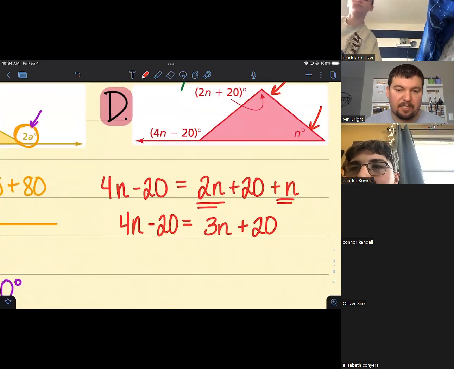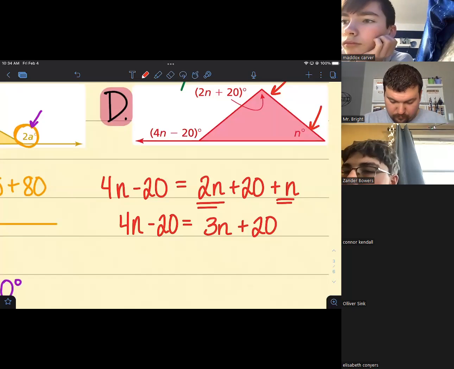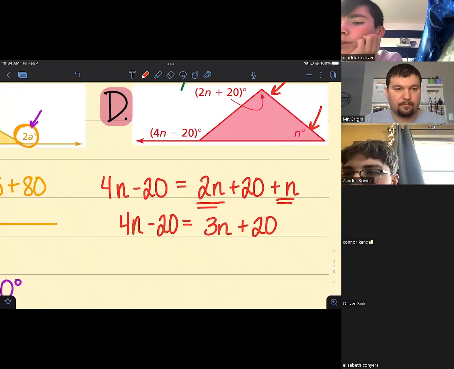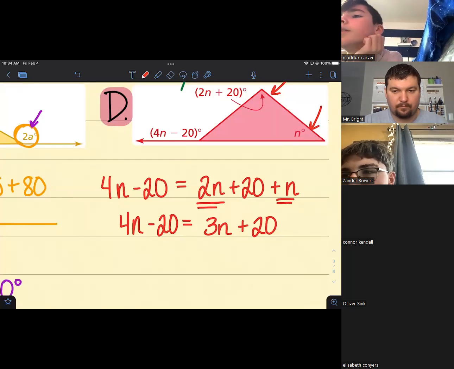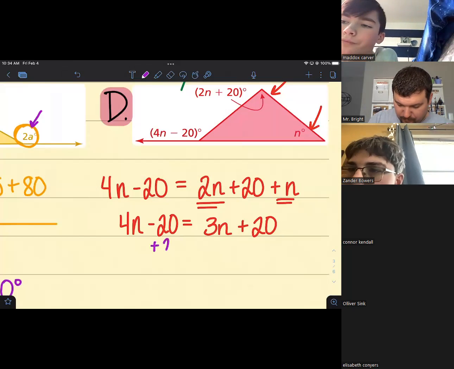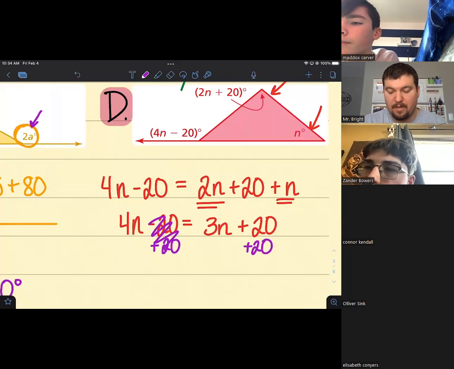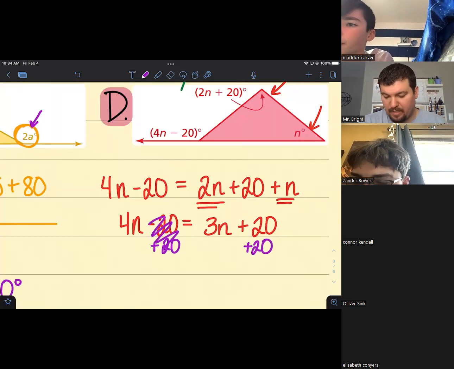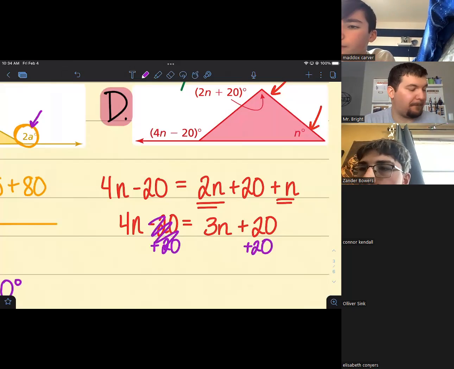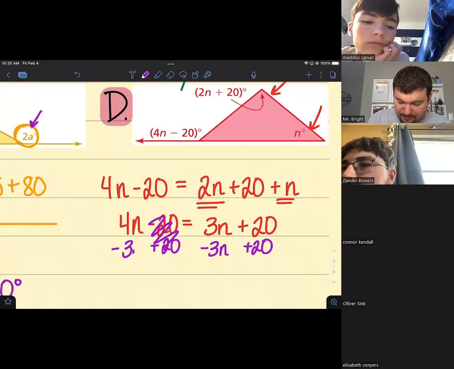What's my next step? Can someone explain to me the next step in solving this equation? I would get rid of the negative 20 by adding 20 to both sides. Okay, add 20 to both sides. What else? We can kill two birds with one stone here. What else are we going to have to do? If we have the constant on the right side, like Maddox just said, what else should we do? Subtract 3n. Yeah, we should move the variable to both sides. Yep, move the variable over to the left side.